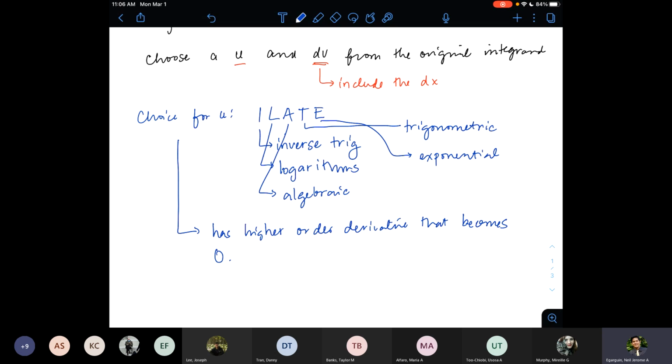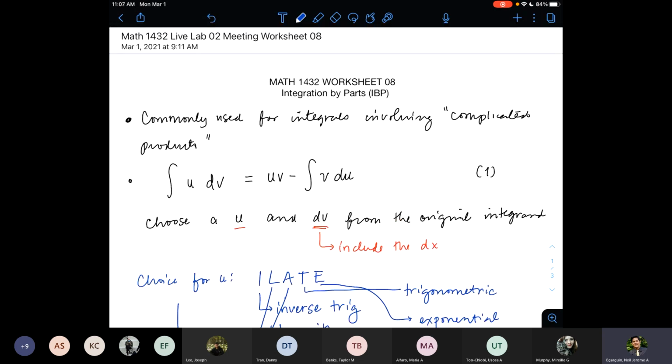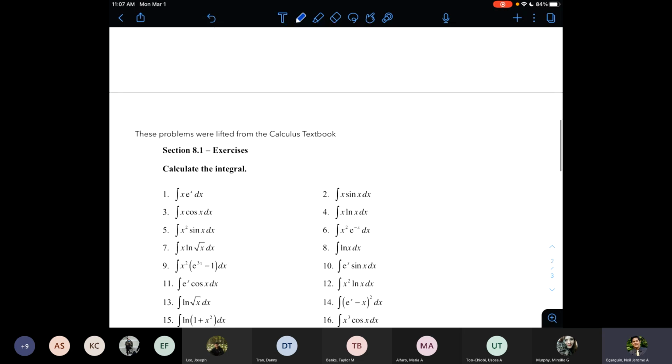So I guess, again, it's much easier to understand all of these things if we go with some examples. So just remember formula number 1, that's all I'll use, plus the mnemonic ILATE for the choice of u and dv. All right. So let me go over worksheet number 8, some of the problems there.